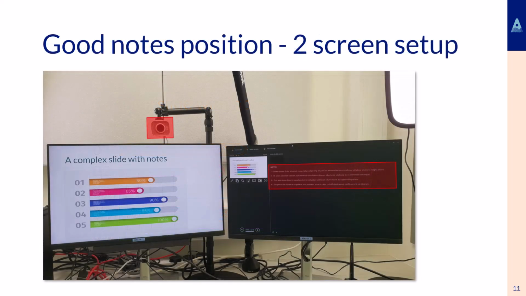So here we can see the notes are offset from the webcam. We aim to keep the notes as near as possible to the same vertical level as the webcam. This means that once you're looking at your notes, you're looking to the right and you're recording a guided gaze PIP by default.